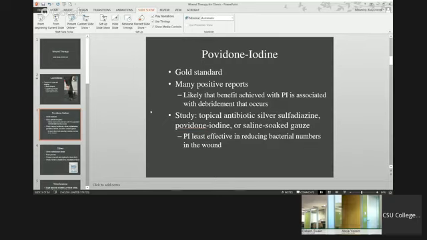There have been some studies comparing topical antibiotic, silver sulfadiazine, povidone iodine, or saline gauze, but the povidone iodine seems to be least effective in reducing bacterial numbers in the wound. So we like to use it. We also follow it with antibiotics systemically and most likely topical, but it's the gold standard as far as what to clean a wound with when it happens, or maybe after the veterinarian looks at it and assesses it and goes from there.